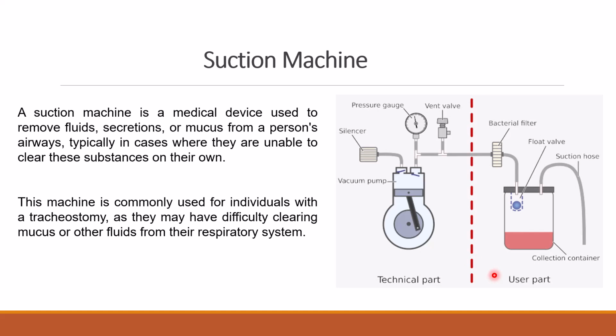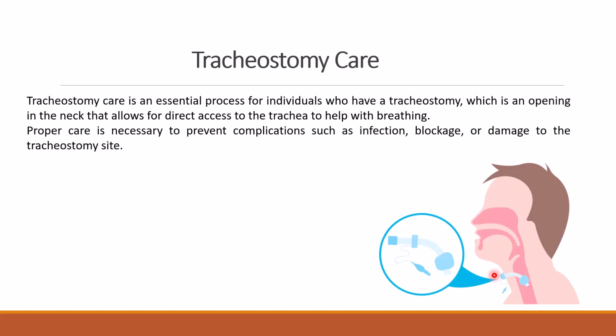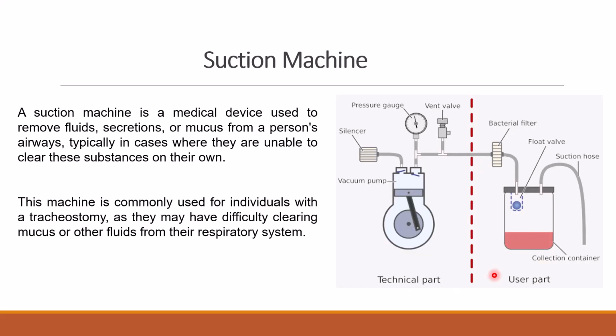A suction machine is a medical device used to remove fluids, secretions, or mucus from a person's airway, typically in cases where they are unable to clear these substances on their own. As you can see, we have, for example, mucus and secretion in the upper airways, so we need to clean them because the patient can't do it, and we also need to help the patient to breathe. That's why we are going to make a hole at this site, and we will use a device called a suction machine, and we have a suction catheter just to clean this area.